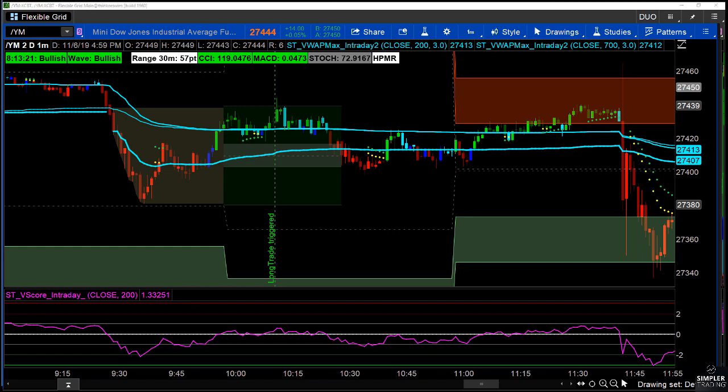So we get our breach that happened right in here. And again, this is the clearing range high to low. And once we break this to the upside, we now have a long-only approach.